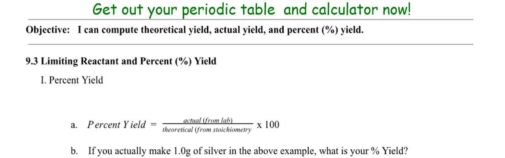So what are we going to do first? We're going to learn how to compute theoretical yield, actual yield, and percent yield. Before you do that, you do need your periodic table and your calculator. So why don't you get it out now? Pause, and then when you're done, come back.